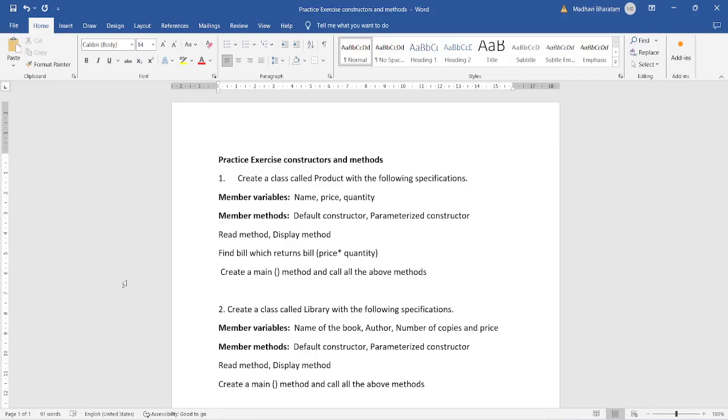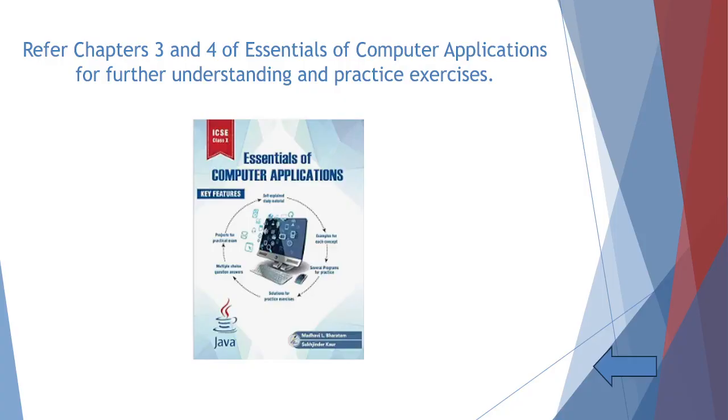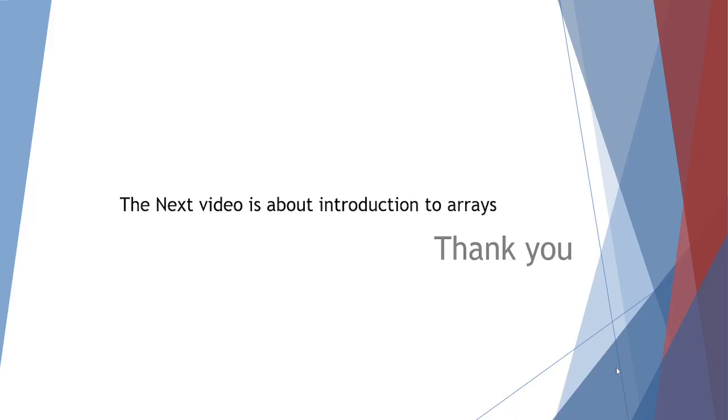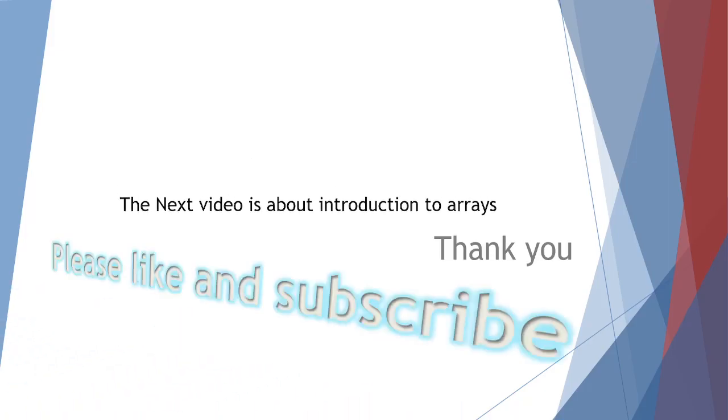Second class is library. Member variables are name of the book, author, number of copies, and price. Default constructor, parameterized constructor, read method, display method, and main method should call all the other methods. Refer chapters 3 and 4 of Essentials of Computer Applications for further understanding and practice exercise. Then the next video is about Introduction to Arrays.